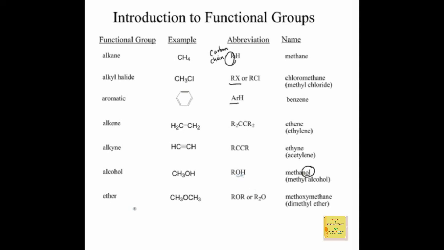And an ether is what we call it when there's an oxygen, but it's not attached to a hydrogen, it just has a carbon on either side. So this is called an ether when you have ROR.